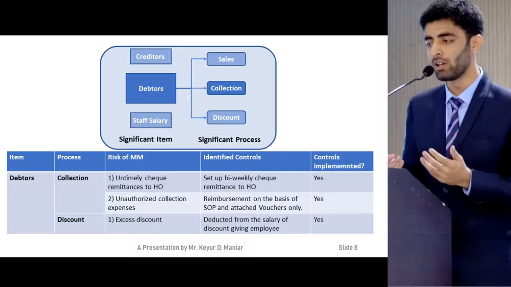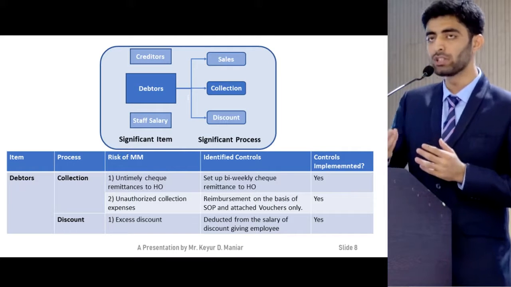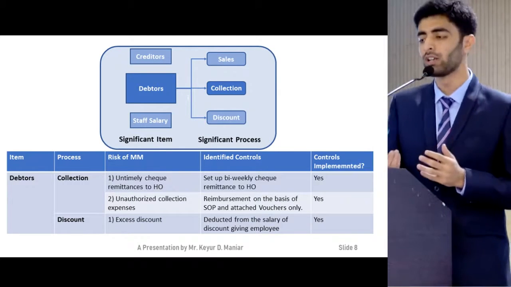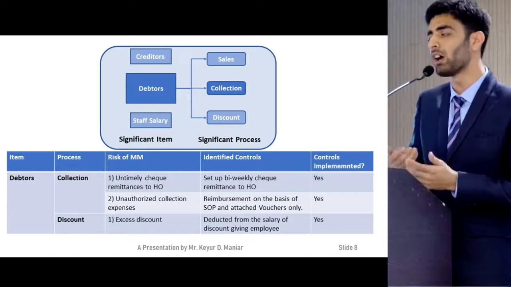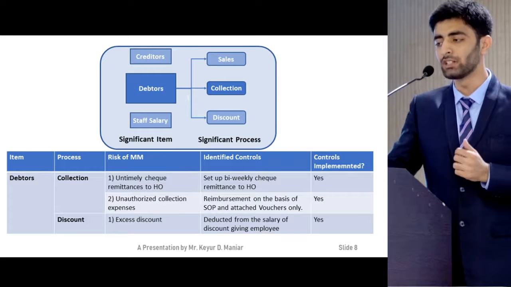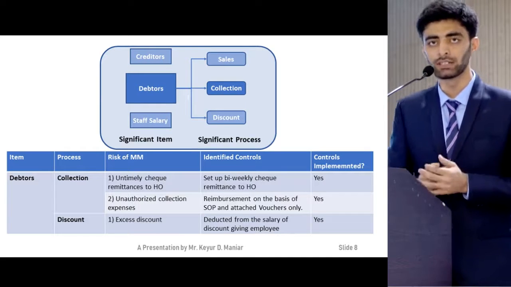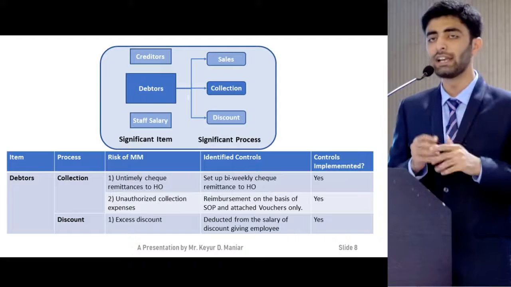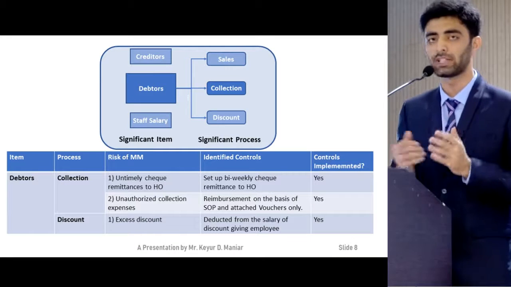So below, I've given a table which describes how this process of IFC works: what does the management do, and then what does the auditor do about it. So the management has to prepare a risk matrix in which they have to identify what are the risks associated with each process and list them down in the risk of material misstatement column.